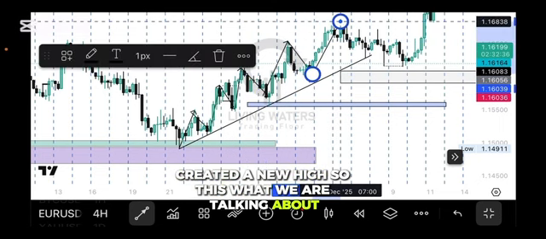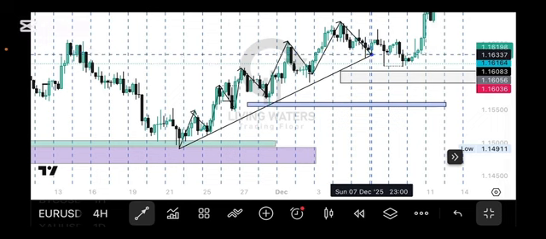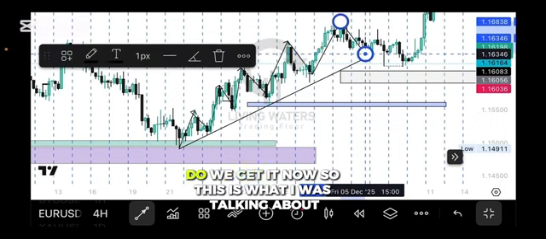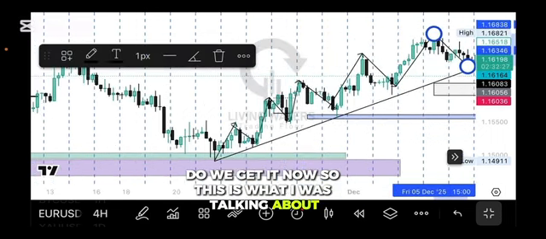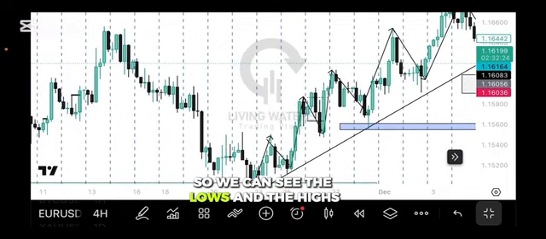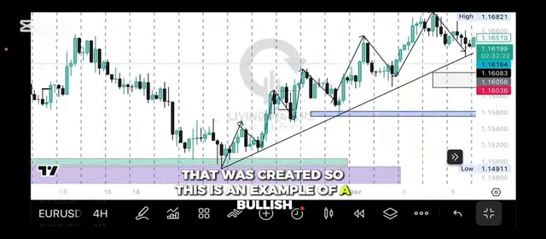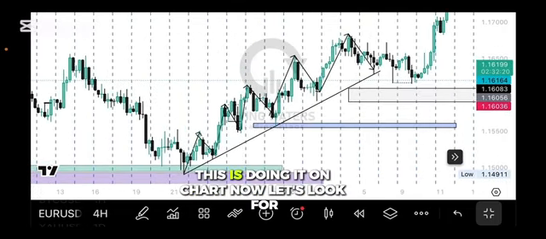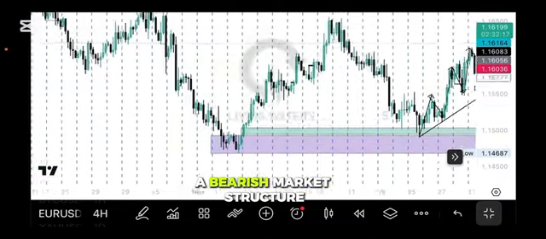So this is what we are talking about. And then it created a low. Do we get it now? So this is what I was talking about. We can see the lows and the highs that were created. This is an example of a bullish market structure, done on charts. Now let's look for a bearish market structure.